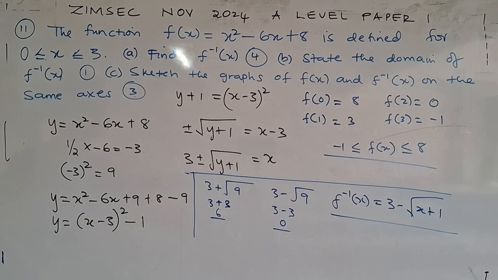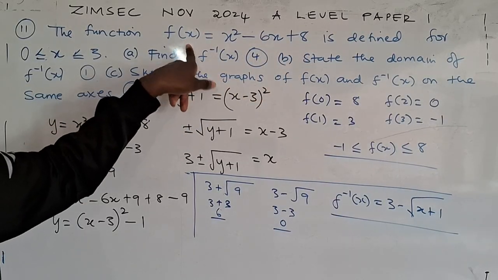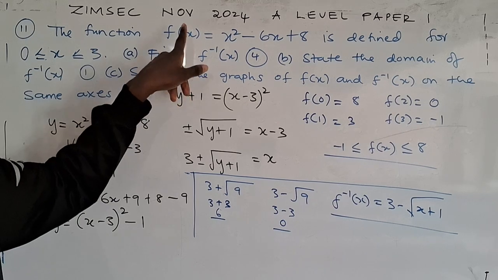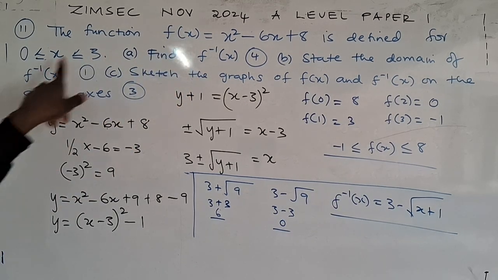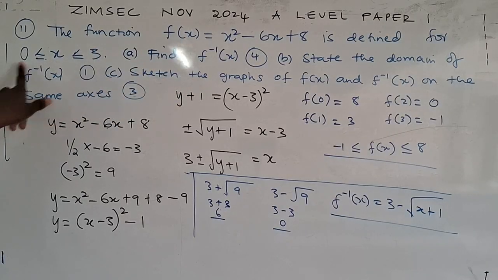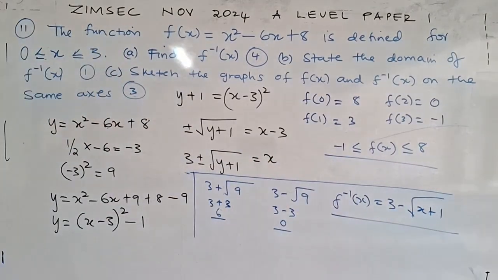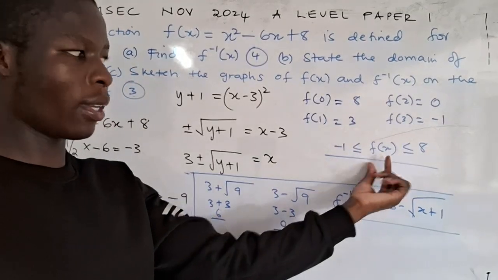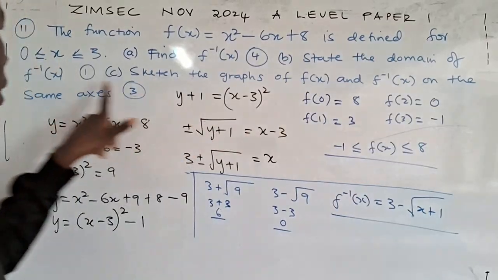You are supposed to state the domain, and we know the range of f of x. The range of f of x is nothing but the domain of this. We are given the domain of f of x, and I managed to get the range of f of x, which is nothing but the domain.